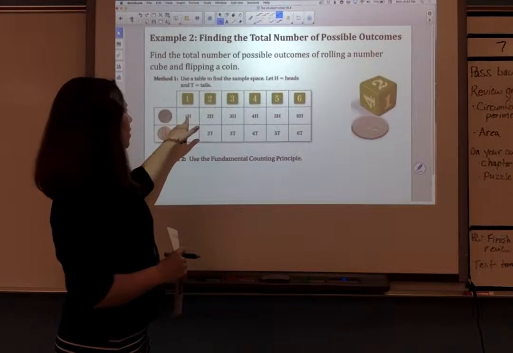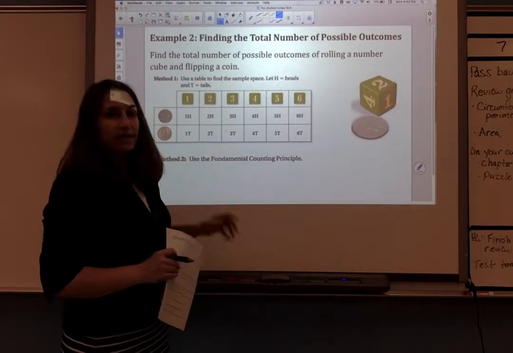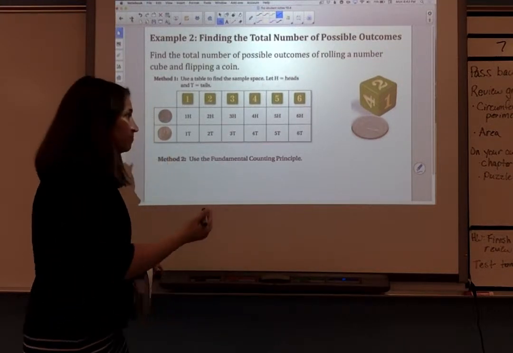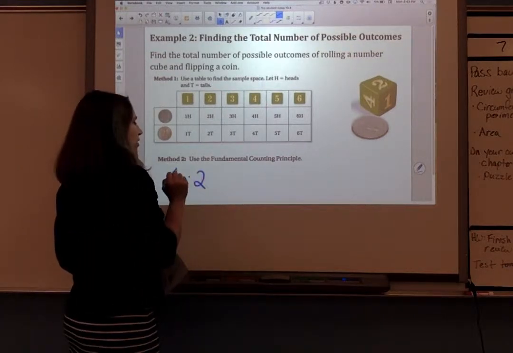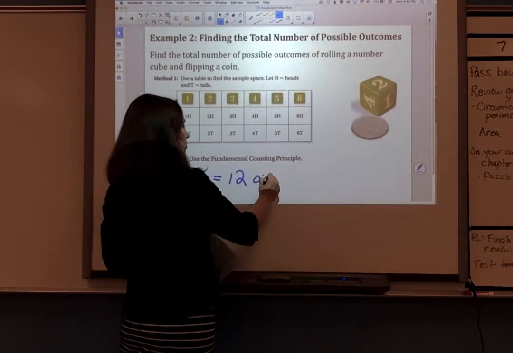I could roll a 1 and get heads. I could roll a 2 and get heads. I could roll a 3 and get heads, etc. We can also use the fundamental counting principle. If there's 6 outcomes for the number cube and 2 outcomes for the coin, that's a total of 12 outcomes.